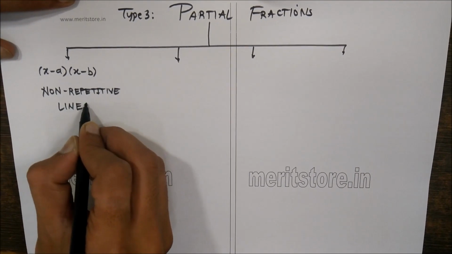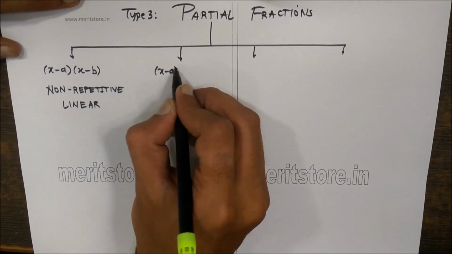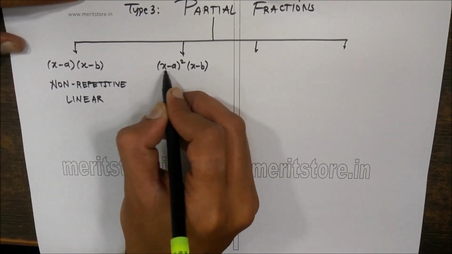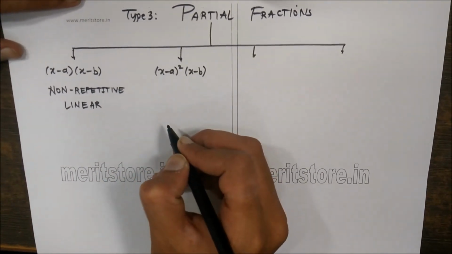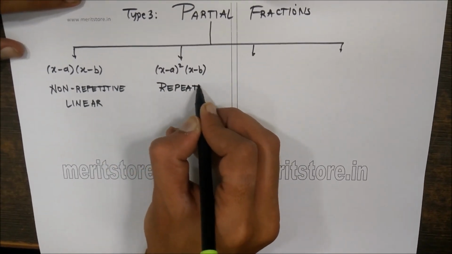Linear. The second one being x minus a the whole square into x minus b. Since this is a squared term, it is repeating itself. We call them as repeated linear.